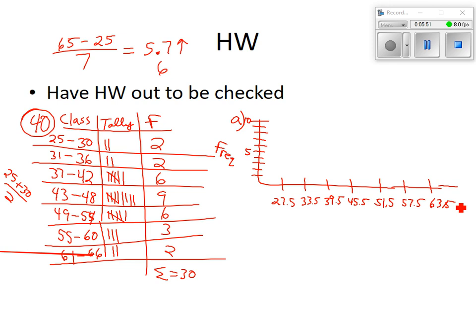Then we just make our bars for each one. First one's 2, go up 2. Second one's 2. Third one's 6. Next one's 9. Next one's 6. That bar there is not very good. Next one is 3, and the last one is 2. So our histogram should look something like that.